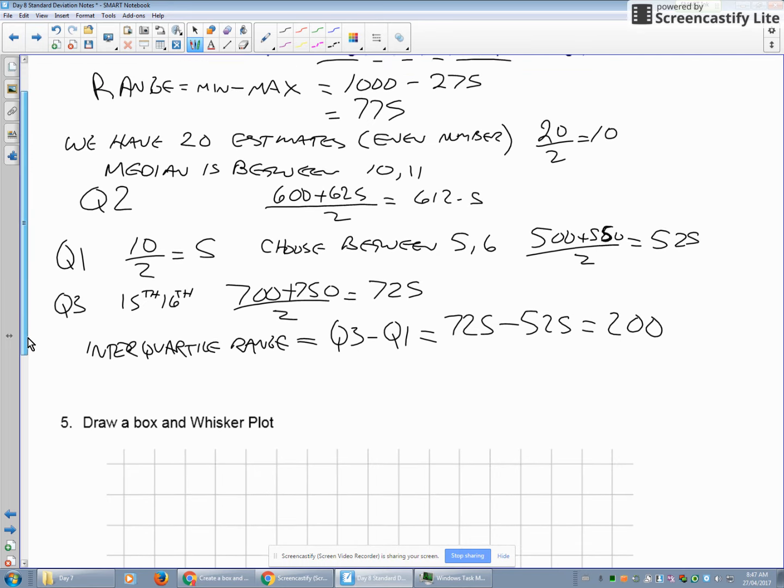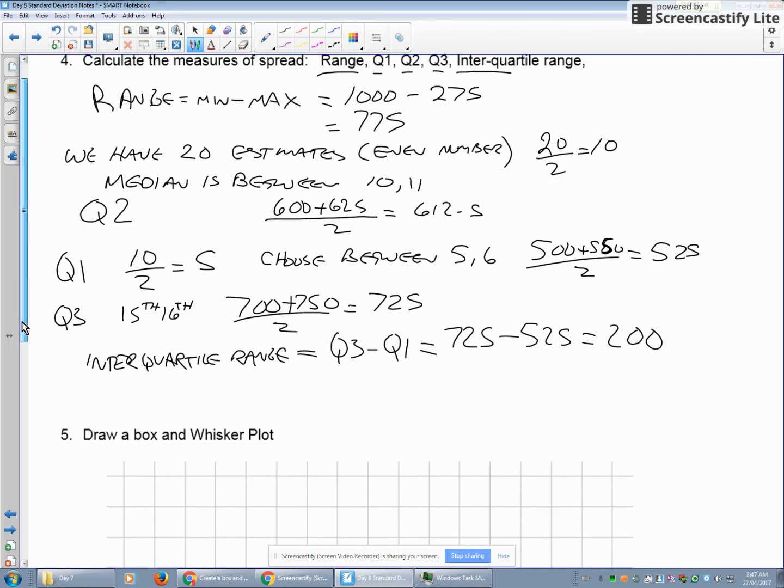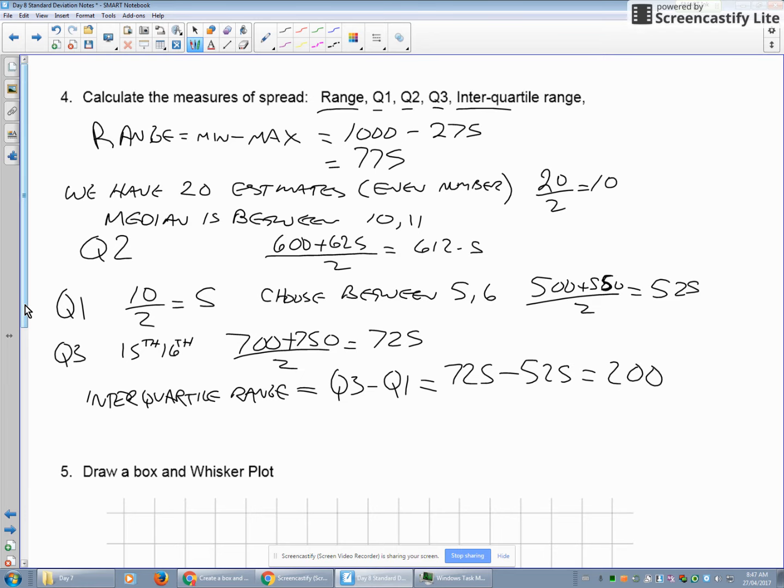And now finally, we're asked to draw a box and whisker plot. For our box and whisker plot, there are 5 data points that we need: our lowest value, our quartile 1, our quartile 2 or median value, our quartile 3, and finally our maximum value. Those are the 5 data points that we're going to plot on our box and whisker plot.